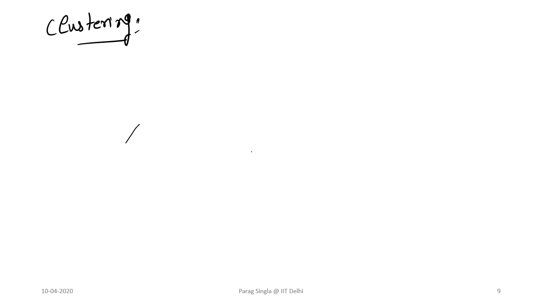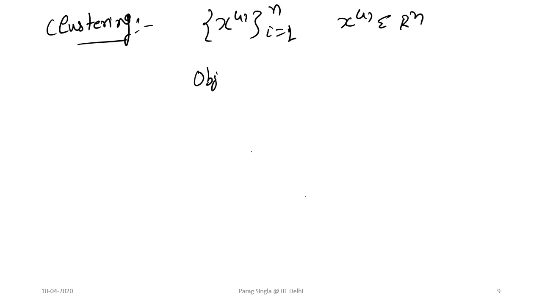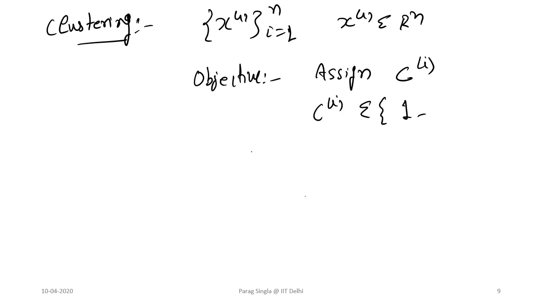The clustering problem says that you are given a bunch of data points xi, i equal to 1 to n, and each xi could belong to R^n, and we'll assume that they belong to some real-valued feature space. Then the goal or the objective is to assign a variable ci, which is the cluster identity of each of these data points, where each ci belongs to the set of clusters given to you.